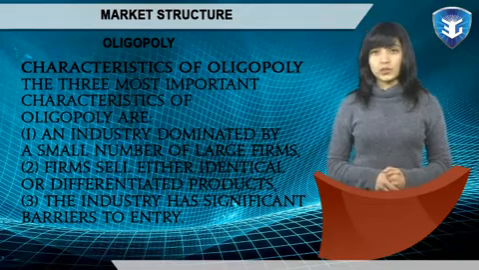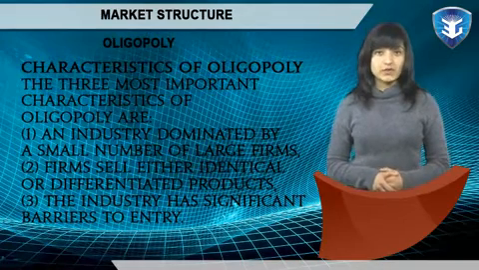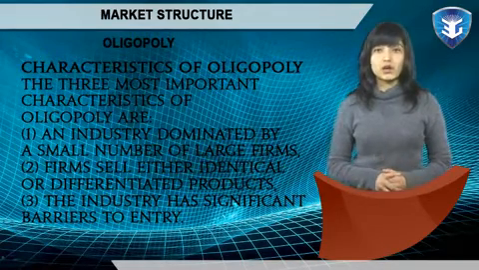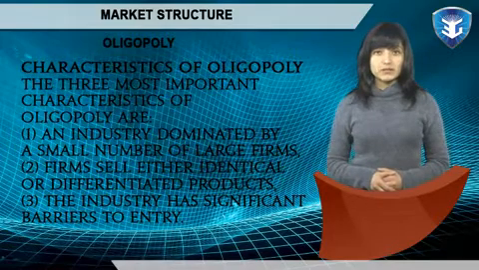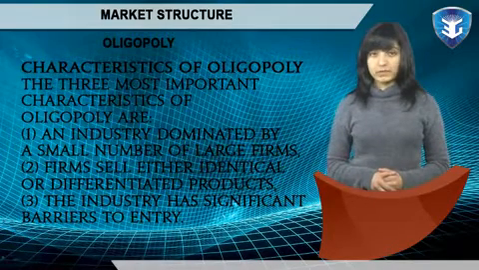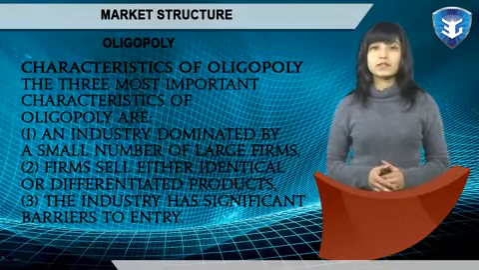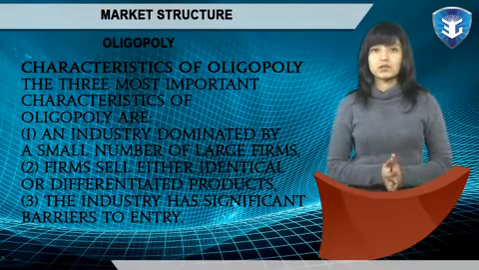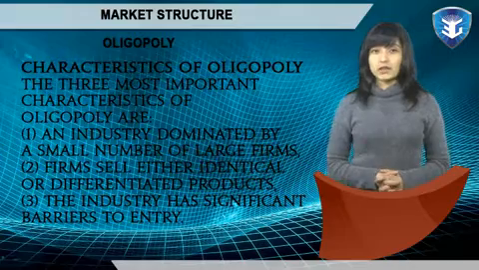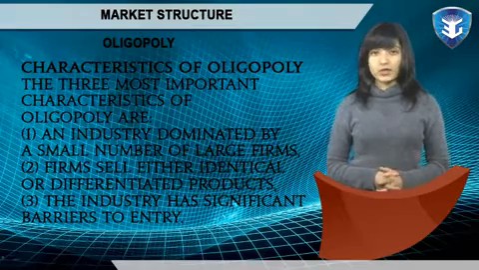Characteristics of oligopoly. The three most important characteristics of oligopoly are an industry dominated by a small number of large firms. Firms sell either identical or differentiated products. The industry has significant barriers to entry.